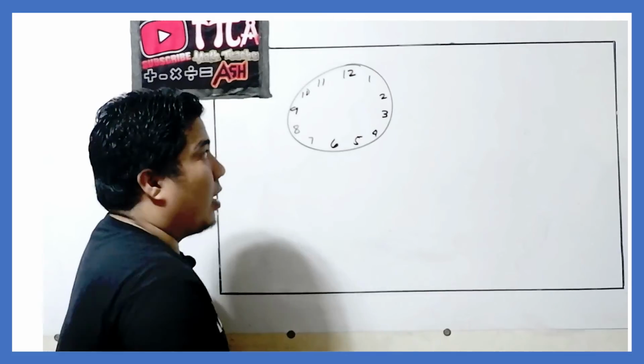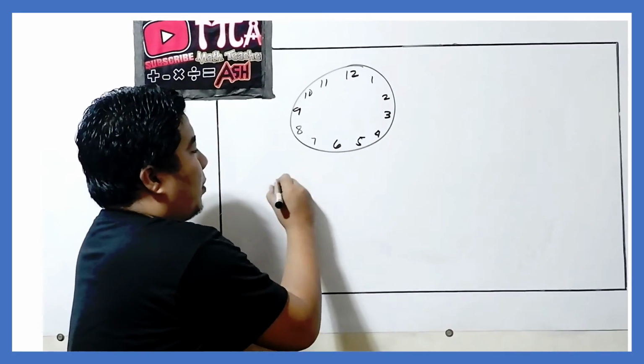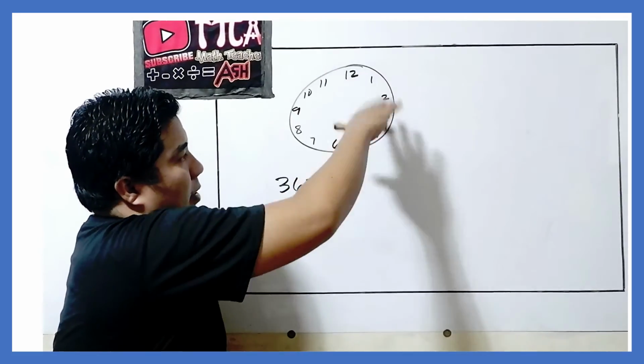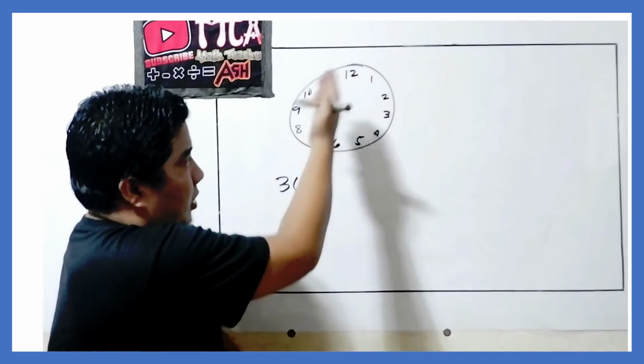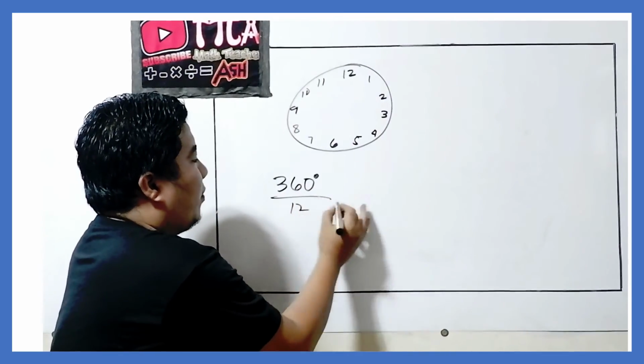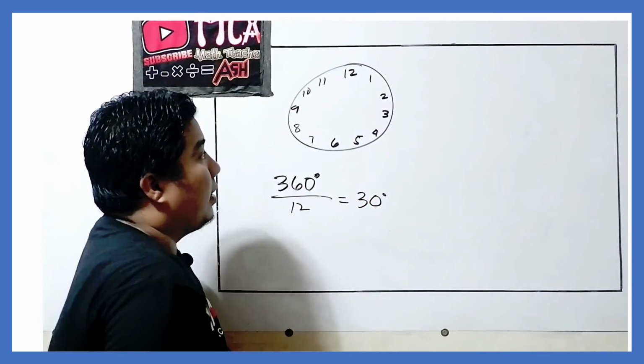Now, remember that a clock is a circle. Of course, the total measurement of a circle is 360 degrees. Now, since this is divided by 12 hours or 12 parts, which is in the clock, if we divide this by 12, we will have 30 degrees.